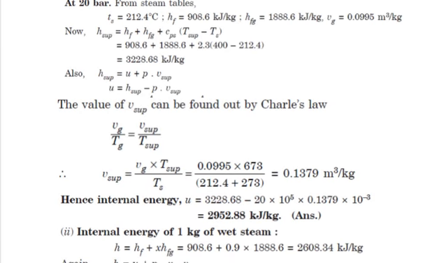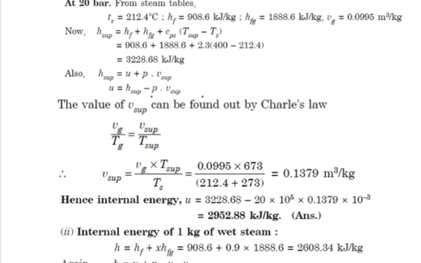Then go to find the internal energy of 1 kg of superheated steam. Again from the steam table at 20 bar, you will get the values of hf, hfg, vg. The superheat temperature is given. h sup equal to hf plus hfg plus Cps times (T sup minus Ts). This is the standard formula for the enthalpy of superheated steam. Put the values and you will get 3228.68 kJ per kg. This is the enthalpy for the internal energy at point 1.